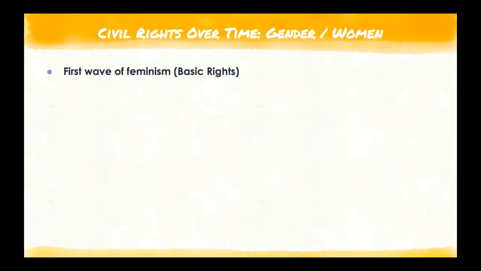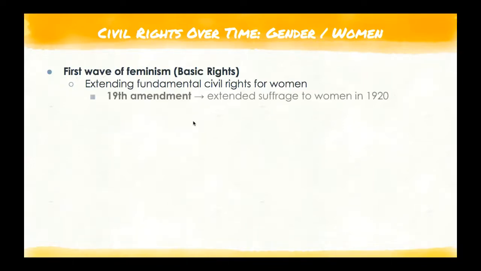So our second group that we're going to take a look at, besides African Americans and race in terms of civil rights, are women and gender groups. So really, when we look at the fight for women's equality and civil rights for women, the women's movement breaks it down into waves of feminism. So the very first wave of feminism was really fighting for basic rights, meaning the right to vote, the right to own property, those basic things that everyone deems necessary to have. So that culminates in the passage of the 19th Amendment, which extended the right to vote to women in 1920.